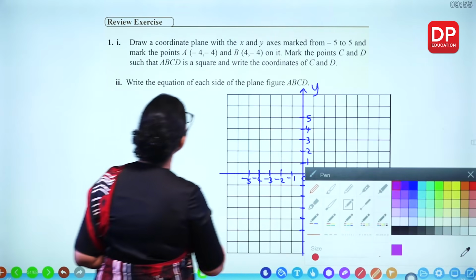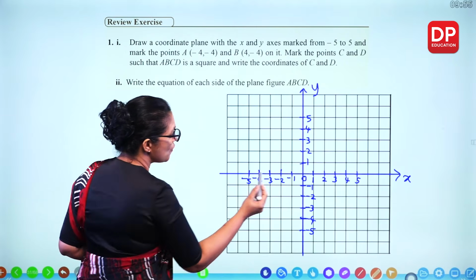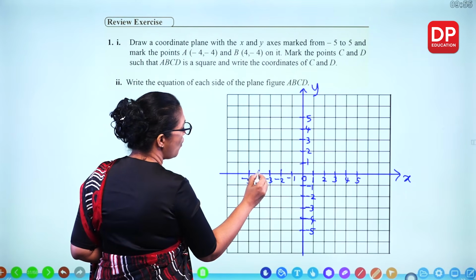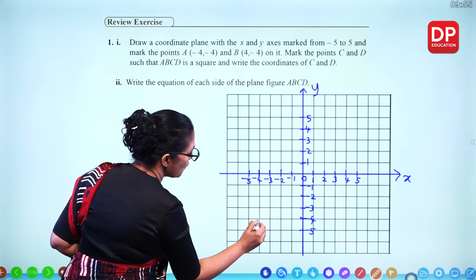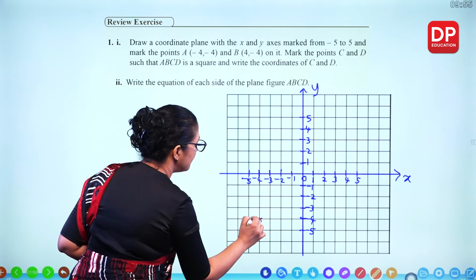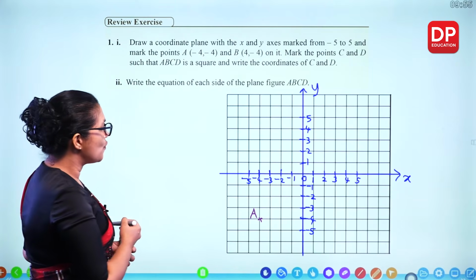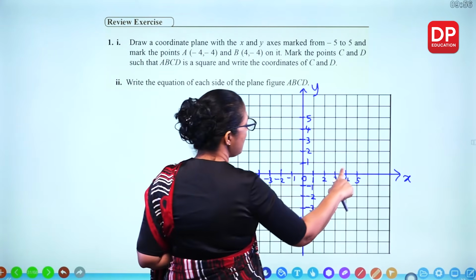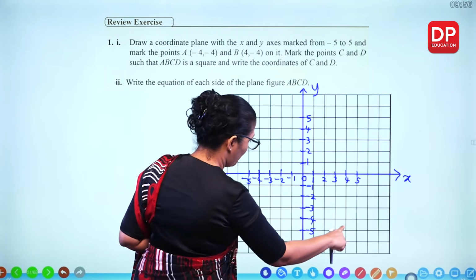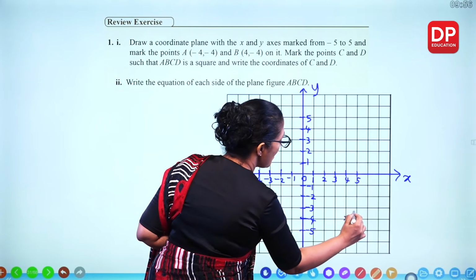Now we can mark the points. So what are the points? -4, -4. x is -4, y is -4. This point. So that's A. 4 and -4 is B. 4 positive and then -4. So this point, that point is B.